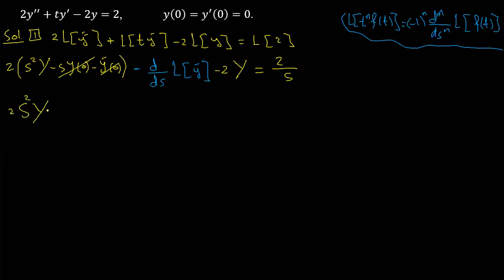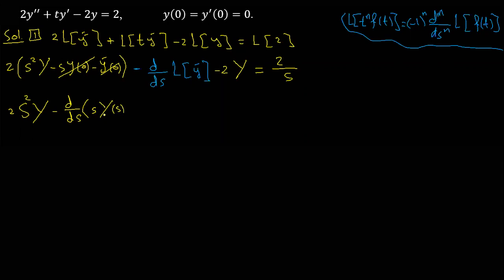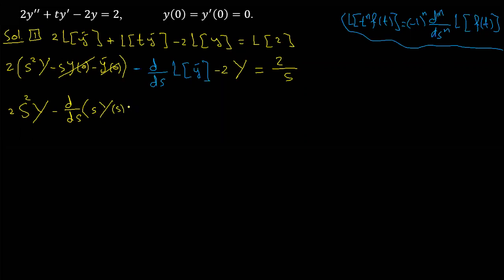Don't forget that your Y capital is a function of s. Negative d over ds of Laplace of y prime. It's a famous rule: it is s Y minus y of 0. You are right. So Y of s, no need to write of s, only Y capital as you need, minus y of 0. You are right. Minus 2 Y capital equals 2 over s. Now this is 0, cancel out here. So this one, nothing to do here.